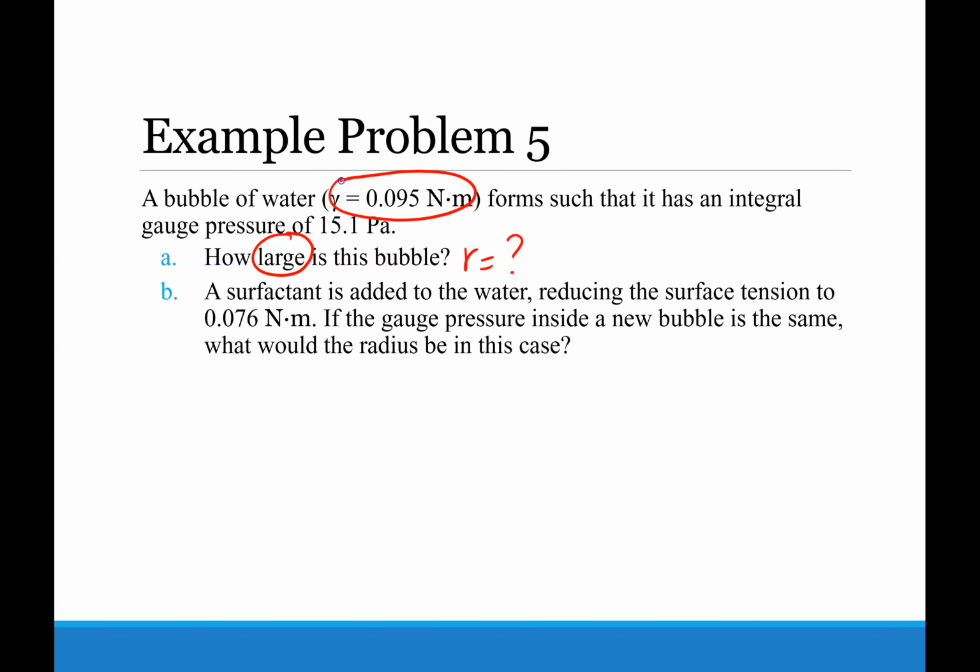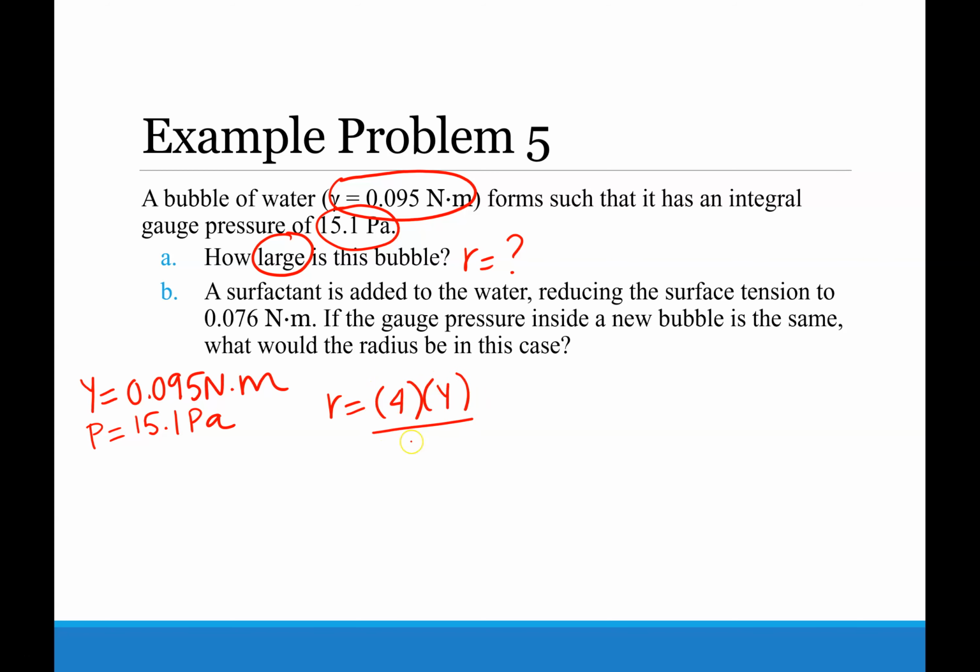We're being told that we have a surface tension of 0.095 Newton meters and that we have a pressure of 15.1 pascals. And so the formula that we're going to use for this equation is radius equals 4 times surface tension divided by pressure. And this is after the algebraic rearrangement that we saw in example problem 4. So if you need to reference that rearrangement, you can go back to example problem 4 and watch that video again.